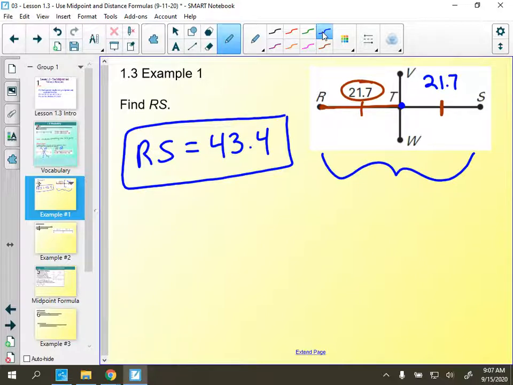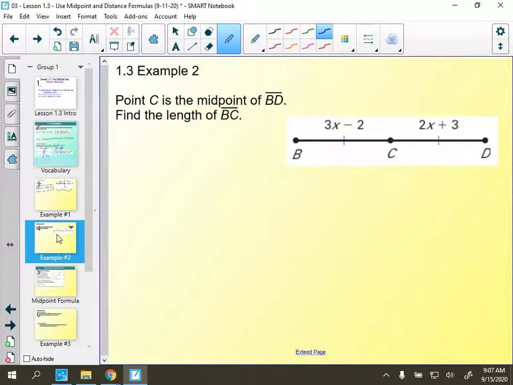All right, let's take a look at the next one. So here we've got a little bit more verbiage going on, but let's see what we got. It's telling us point C is the midpoint of segment BD. So C is in the middle. And I think it's almost kind of redundant. They've marked it too as being the midpoint. So I see these tick marks here and here, which also indicates midpoint.